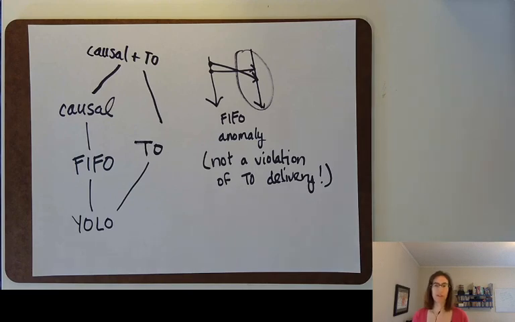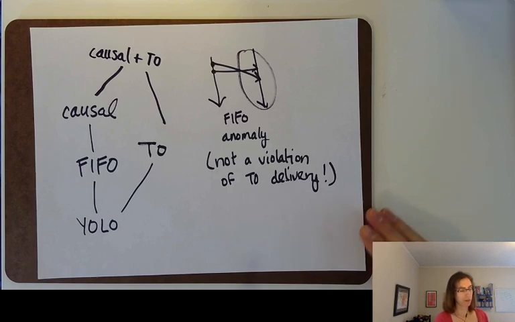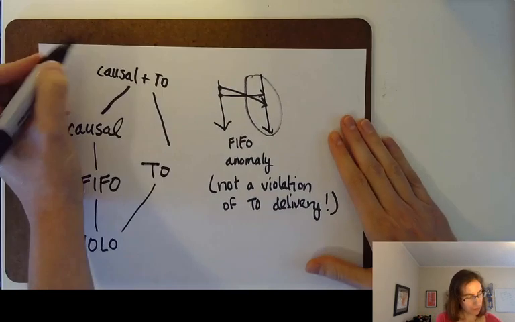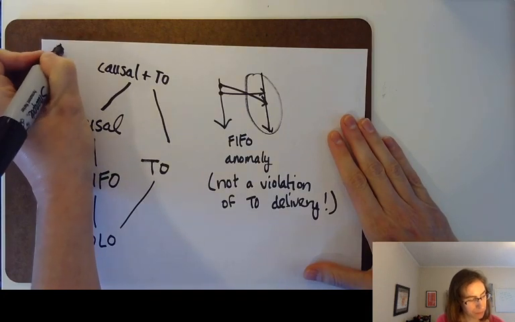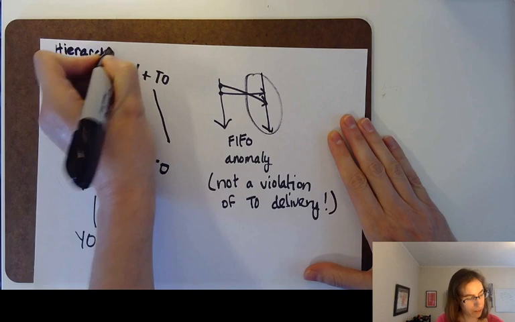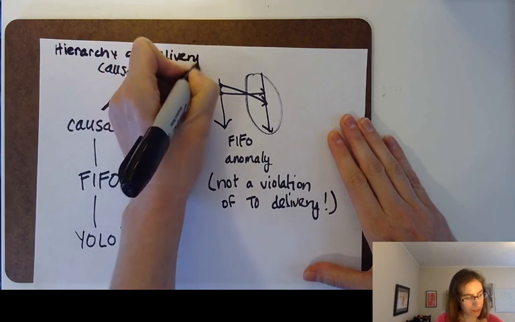Okay, so somebody's asking, well, what does this hierarchy imply exactly? So before we go on to talk about implementation, let's talk about this a little bit more. So let's give this a name. Hierarchy of delivery guarantees.